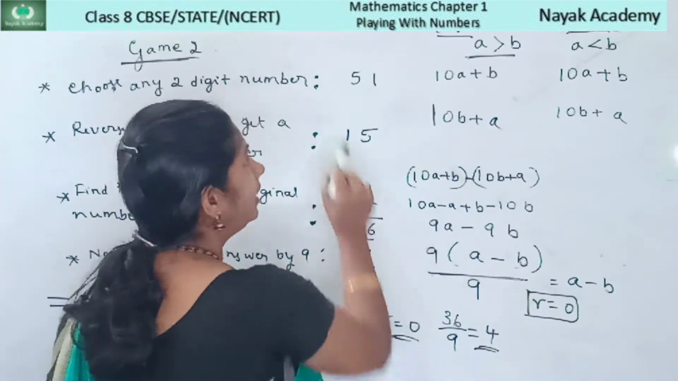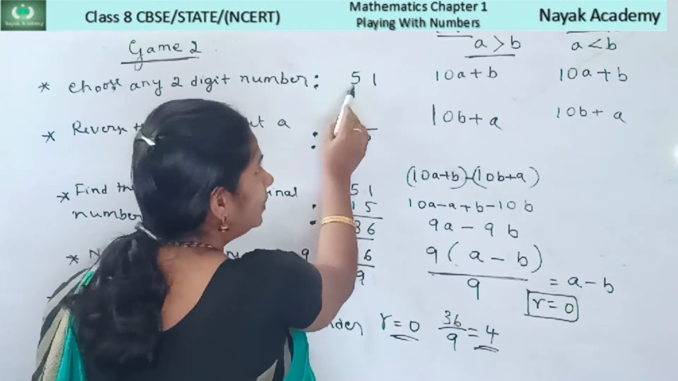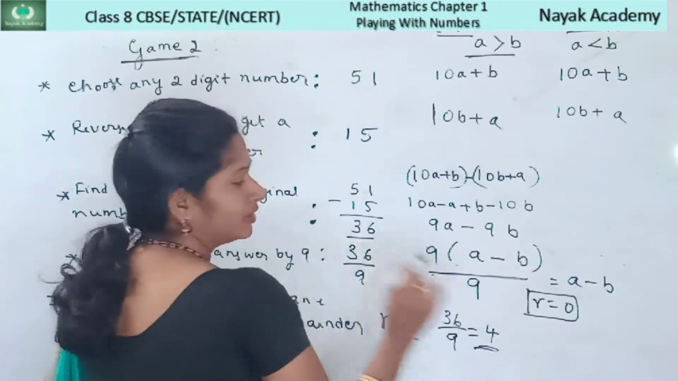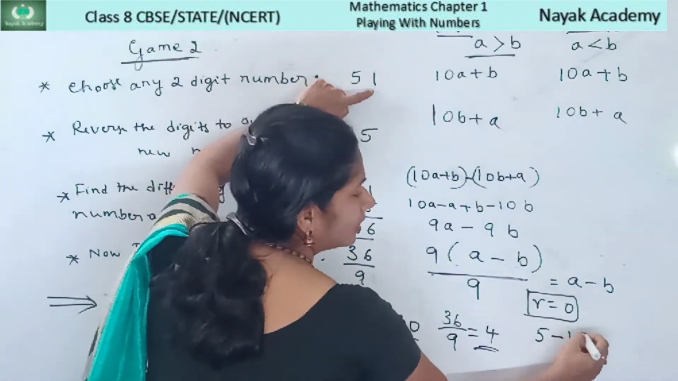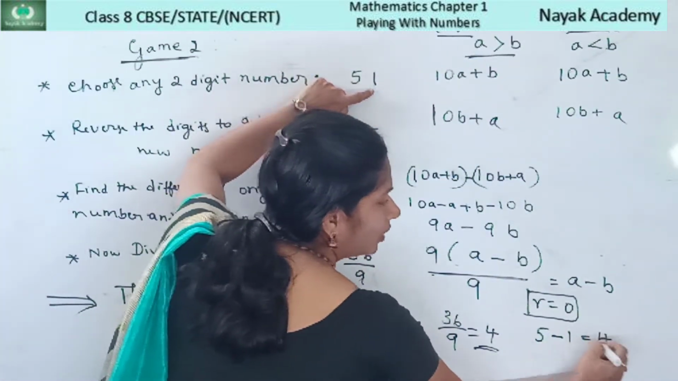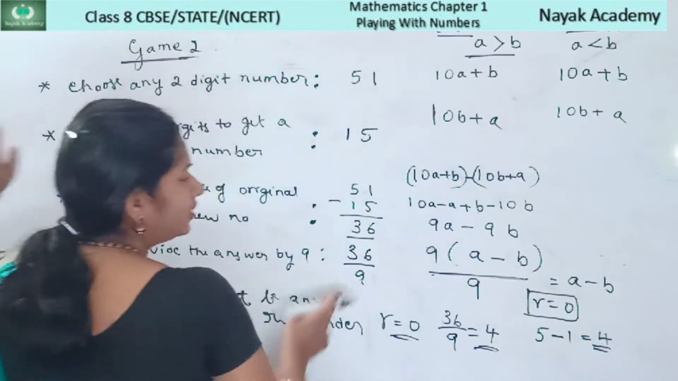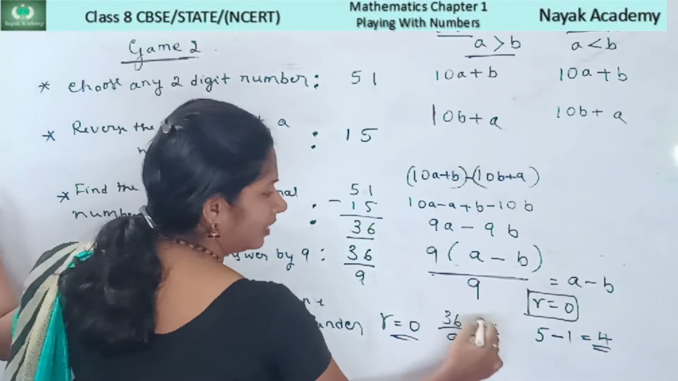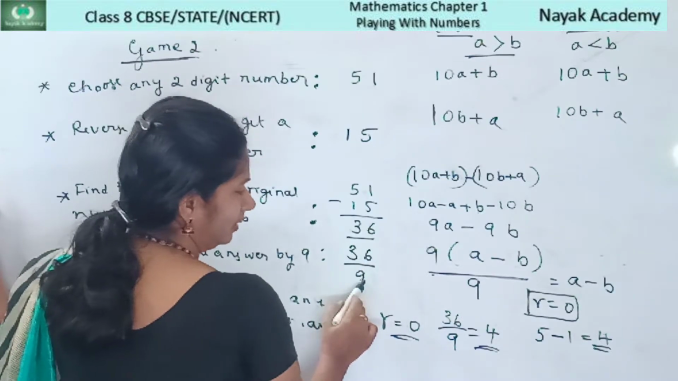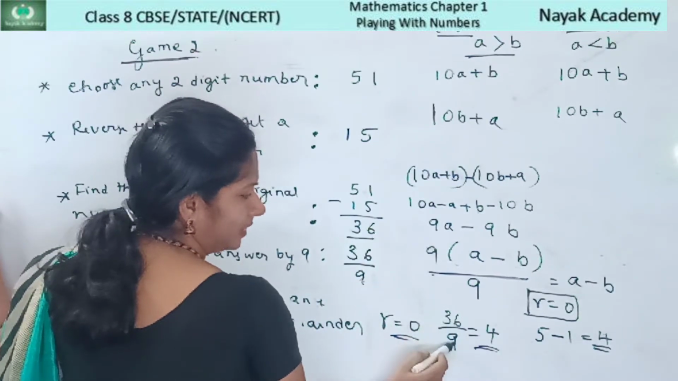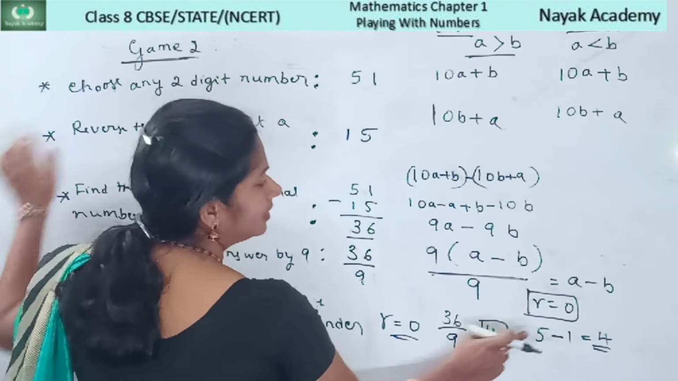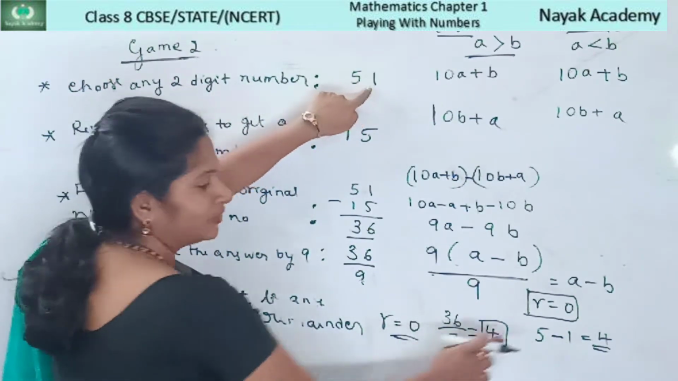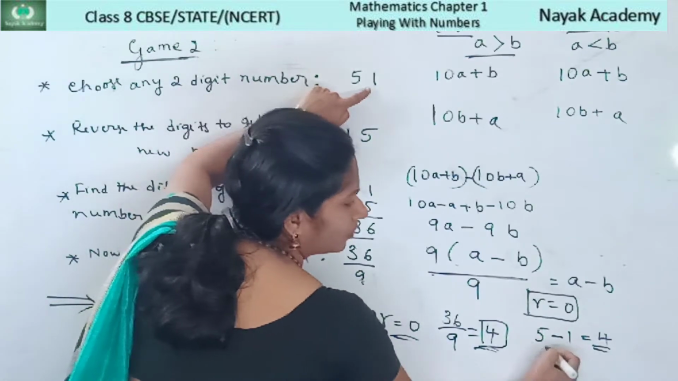And the quotient is, you are finding here the difference of two digits. If you subtract the smaller number from the bigger number, 5 minus 1, 4 is the quotient here. So let us check here, children. Yes, we are dividing 36 by 9. The answer is 36 divided by 9, so we are getting quotient as 4, and it is the difference of the two digits, 5 minus 1 is 4.